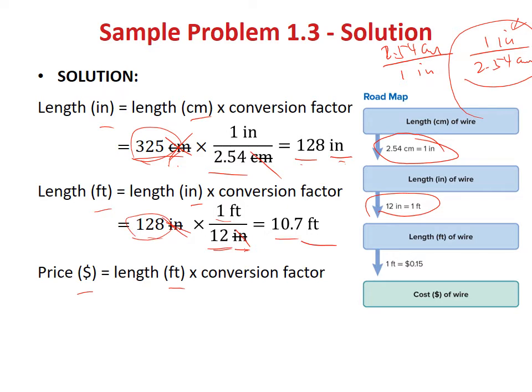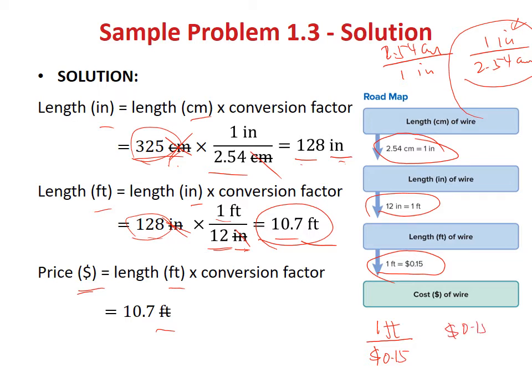Next, we start with this number, because it is the known number at this moment: 10.7 feet. That's the starting point, and we want to change to dollar, and this is the relationship. There are two ways to write the conversion factor. One is 1 foot costs $0.15. The other way is $0.15 can buy 1 foot of the wire. Which one do we choose? We want to cancel foot, and therefore we use this one.